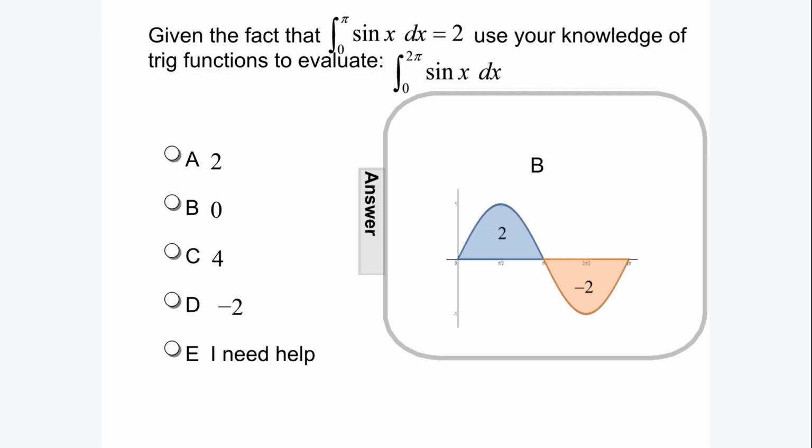All right, so the answer here would be 0. You've got an area which is given to you as positive 2 from 0 to pi, and then you know that sine is symmetric except on the opposite side, and so that would be negative 2, and the positive area and the negative area cancel out.